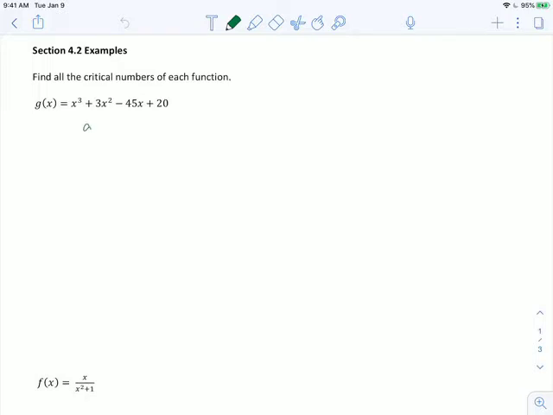So let's go ahead and just calculate the derivative of this polynomial. 3x squared plus 6x minus 45. And so we're going to want to solve g prime equals 0 in this case because the polynomial is defined everywhere. One thing I notice is that all of the coefficients in this polynomial are multiples of 3, so I'm going to pull 3 out.